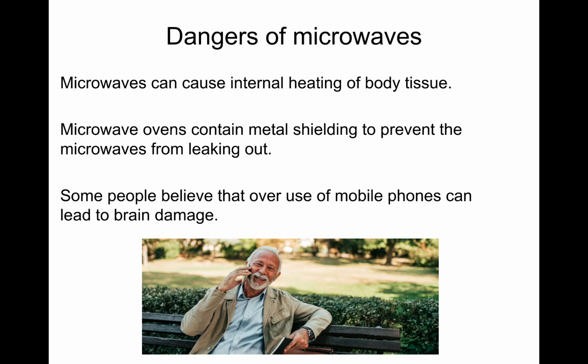So microwave ovens actually contain a metal shielding to prevent microwaves from leaking out. So they're absorbed before they can get out into the kitchen. So it's not a good idea, whilst the microwave is in operation, to stare through the plastic or glass to have a look at how your food looks. I'd advise you to turn the microwave off before doing that.